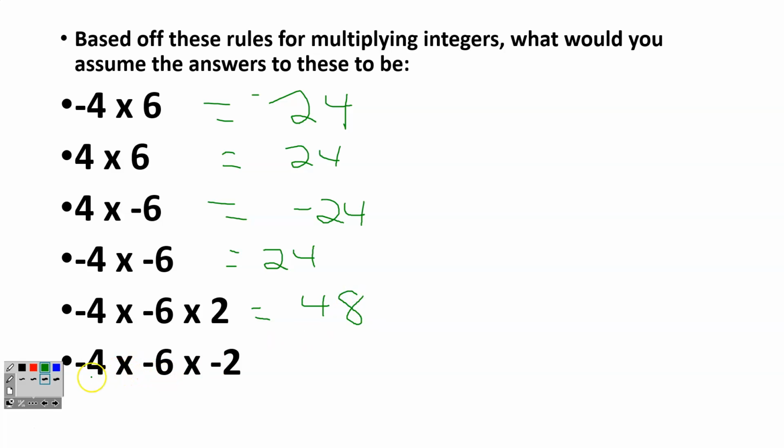But what about this one? There's 3 negatives. These two can cancel out, but then I still have one more negative. So because I have one negative left, my answer is going to be negative. And then when I multiply them, I get 48. So my answer is a negative 48.